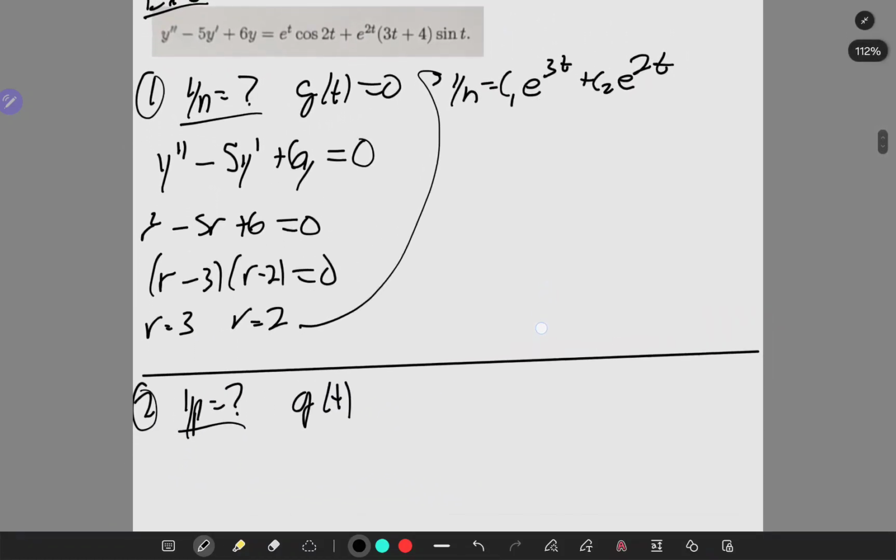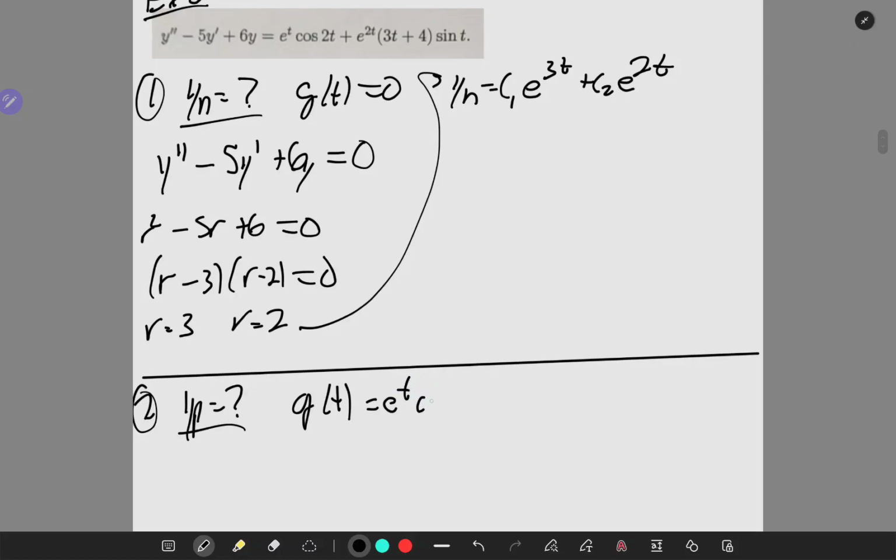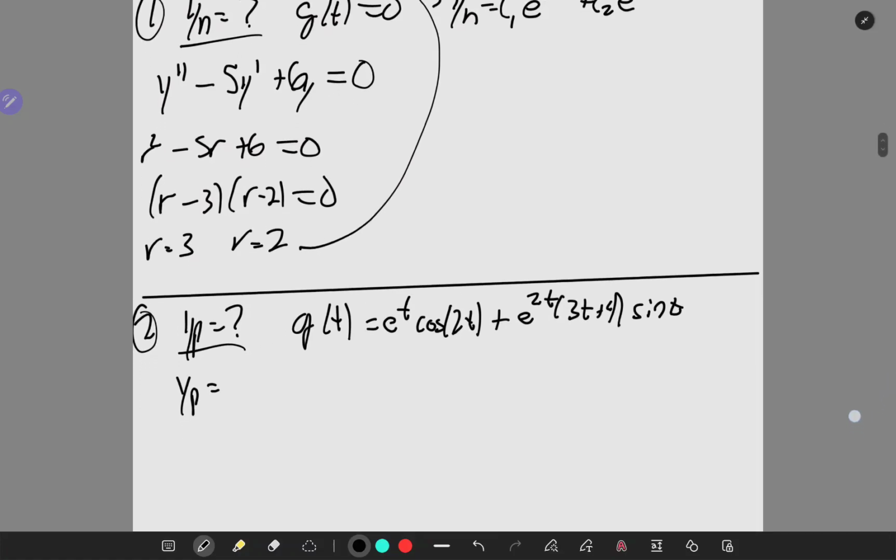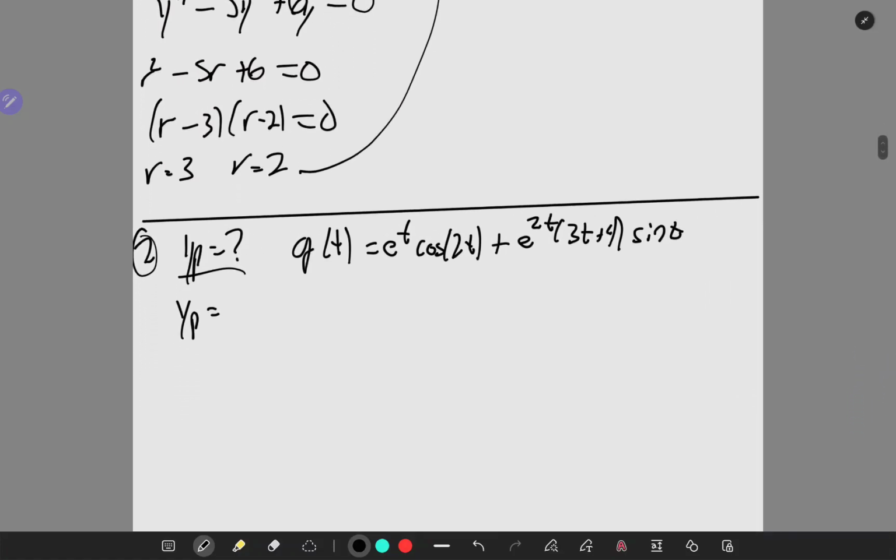Oh, great heavens. e to the t cosine of 2t plus e to the 2t times 3t plus 4 times sine of t. And I encourage you to go through, pause the video, try to propose it yourself. And then I'm going to do it and see if you get it right. Okay, so let's see. We have an e to the t cosine of 2t. So we're going to have a coefficient times e to the t times cosine of 2t.